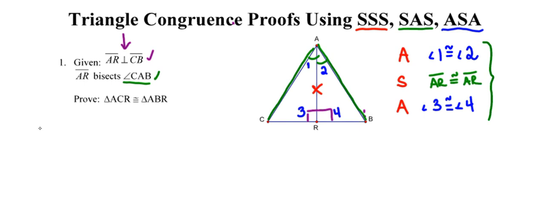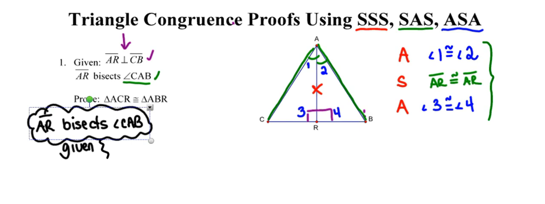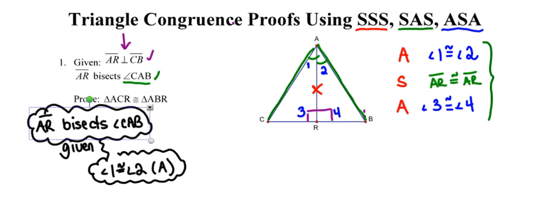So I'm going to start by discussing the fact that segment AR bisects angle CAB. I know that's a true statement because it's given to me to be a true statement. And because of that angle bisector, I was able to conclude that angles 1 and 2 are congruent. And I'm going to put a little A in parentheses right there as a reminder to myself that those are a pair of congruent angles in the triangles I'm trying to prove congruent. So as far as a reason goes, an angle bisector makes two congruent angles.